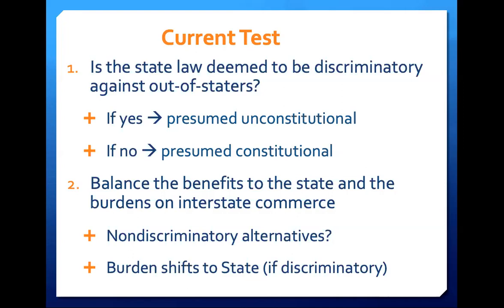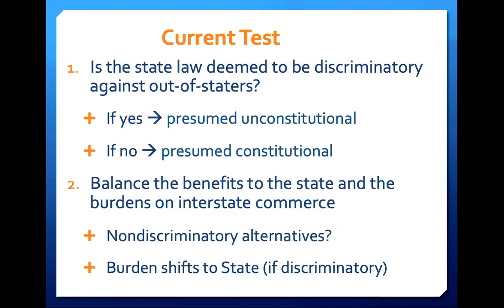So we draw a line at the border. In-state businesses are treated one way, out-of-state businesses and customers are being treated another way. So we have a discriminatory law on its face, and it is presumed to be unconstitutional. But the court still goes on to the second step here and engages in the balancing of the benefits to the state versus the burdens on interstate commerce. And this is really where the disagreement is in this case.